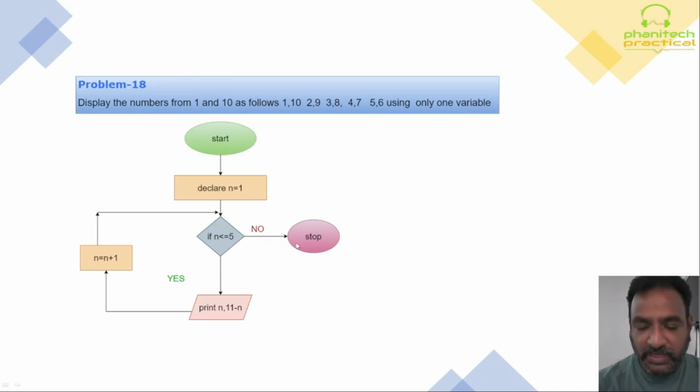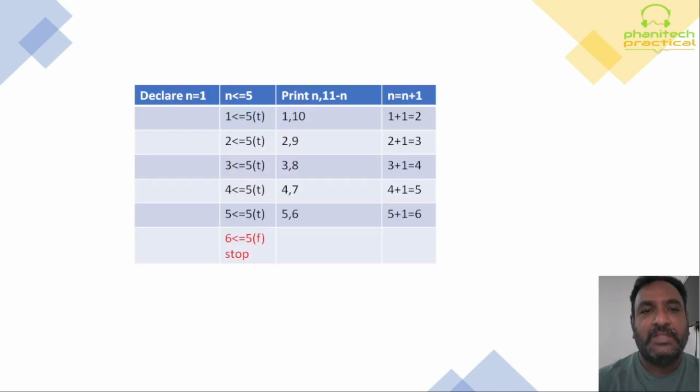The same thing I will explain with the help of a dry run. Just go through this. The initial value is 1, and 1 is less than or equal to 5. The condition is true. Print 1. How are we getting the 10? 11 minus 1 is 10. And n is incremented: n equals n plus 1, 1 plus 1 becomes 2. 2 is less than or equal to 5, true. And 2 comma 11 minus 2, 9.